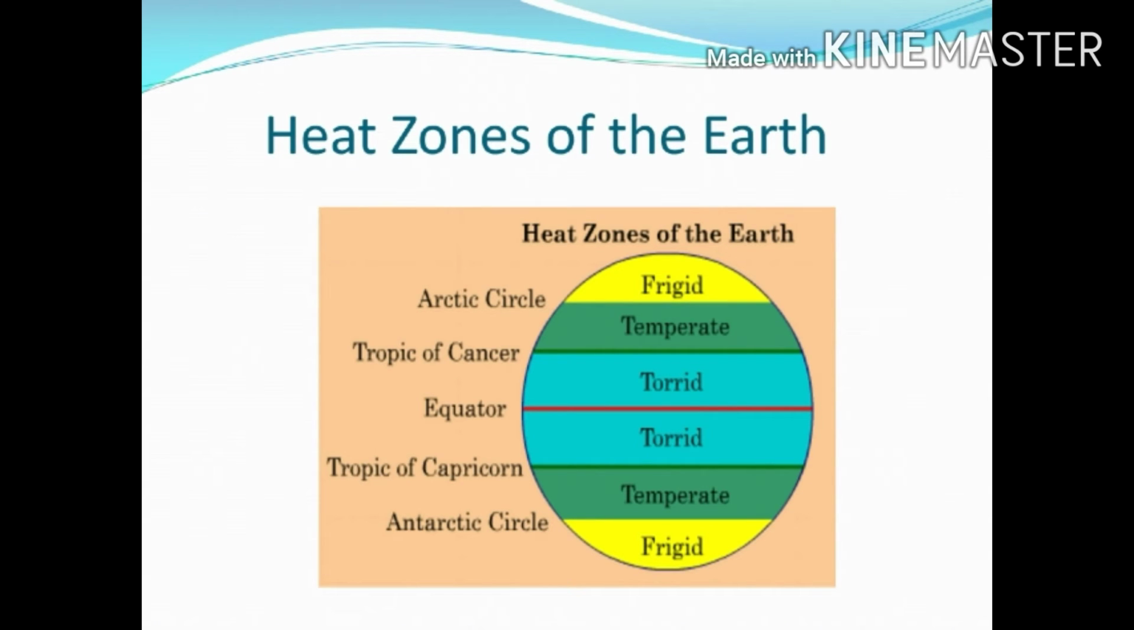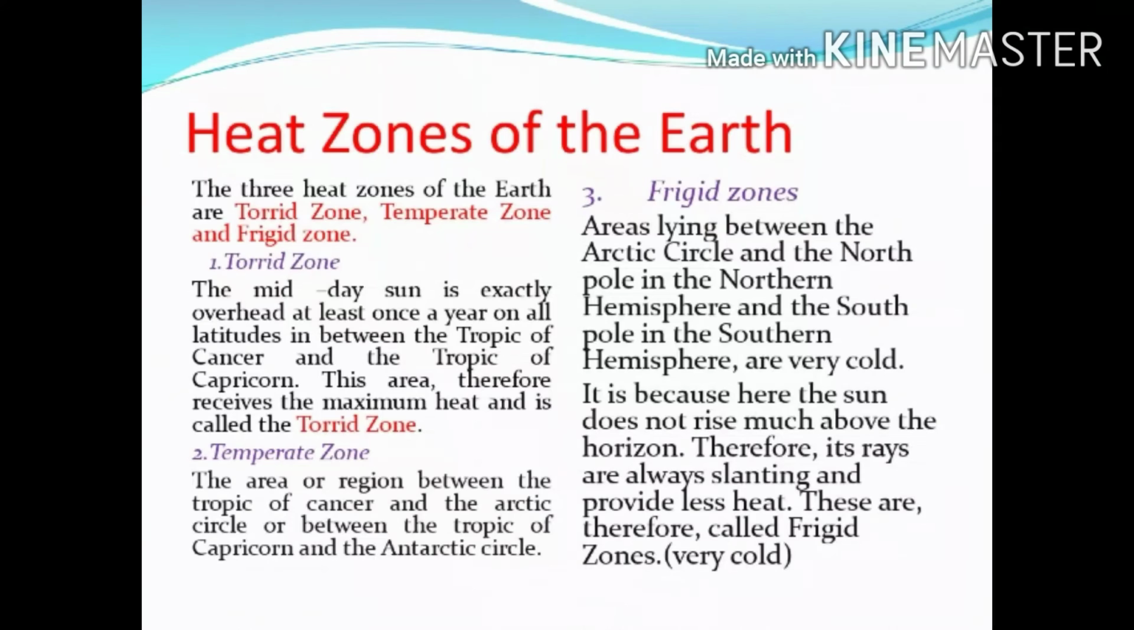Heat zones of the earth. There are 3 heat zones. Those are temperate zones, torrid zones and frigid zones. About these heat zones we will learn in detail. Students, let us learn about the heat zones of the earth. The 3 heat zones of the earth are torrid zone, temperate zone and frigid zone.